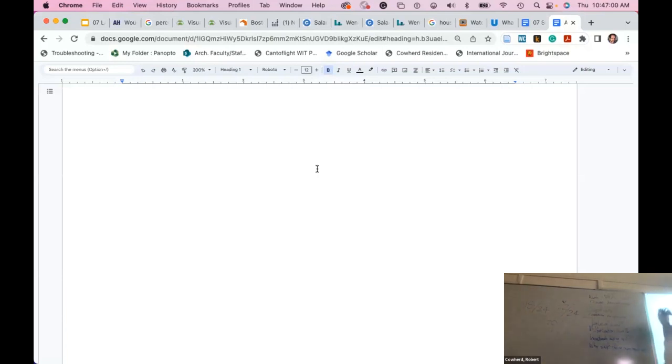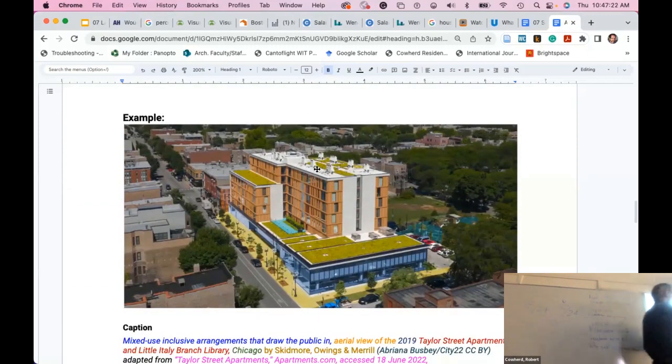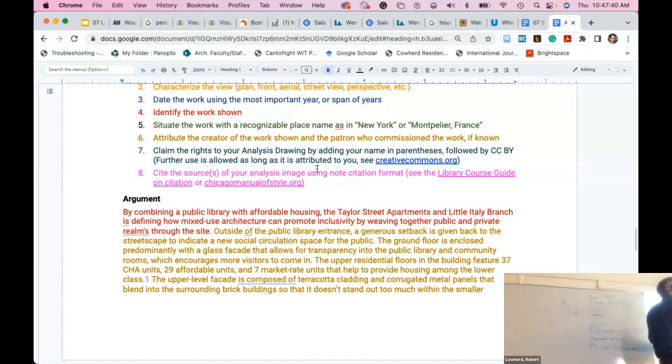If you scored 1 out of 4 on the evidence argument, it's because you're not following the instructions of evidence argument. The purpose of the analysis paragraph is to take what you discover. It's to take every point of discovery in the image and convert it into a sentence that goes something like this. Outside of the public library entrance, a generous setback is given back to the streetscape. So that's a description of the architecture.